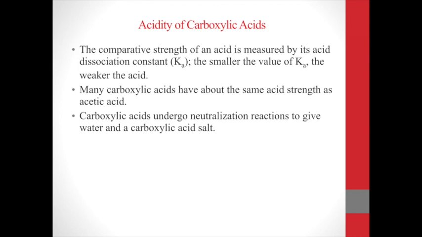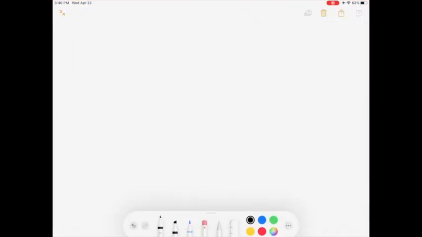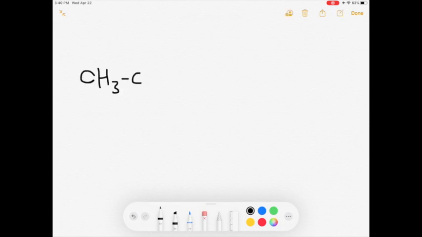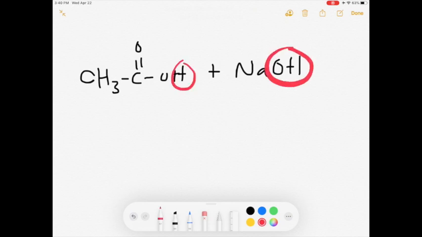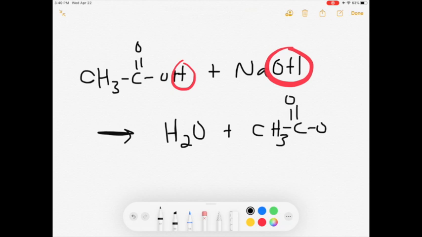And when carboxylic acids undergo a neutralization reaction, so that's an acid reacted with a base, then water is produced and a carboxylic acid salt is produced as well. So if you remember neutralization reactions, we always have water and a salt. That is the same thing here, except we have water and a carboxylic acid salt produced. So just to show you, again, we have acetic acid. So that's our acid, and here's our base, NaOH. So the hydrogen and hydroxide are going to come together and produce water. And then we're going to get the carboxylic acid salt. And we have a negative ion there.